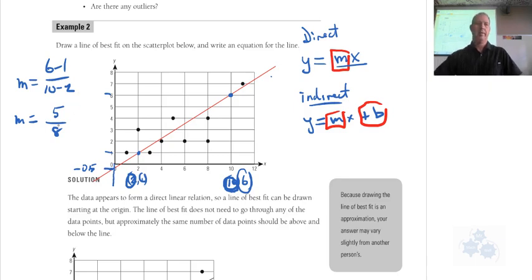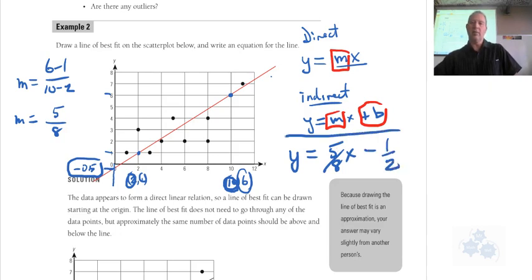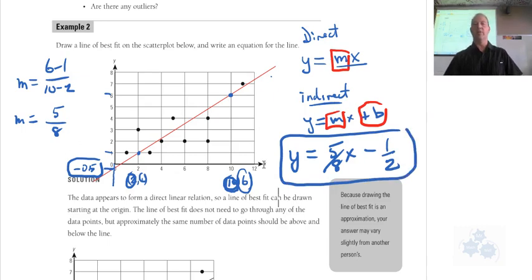Okay, so the slope is about 5 over 8, and the intercept here is about negative 0.5. So your equation for my line of best fit is going to be about 5 over 8x. You could write this as a decimal or a fraction, so I'm going to go minus 1 over 2 to keep them both fractions. That's what I would put for mine, and you can do decimals if you want.